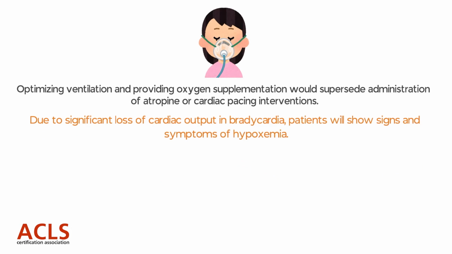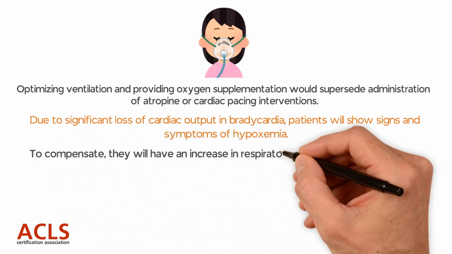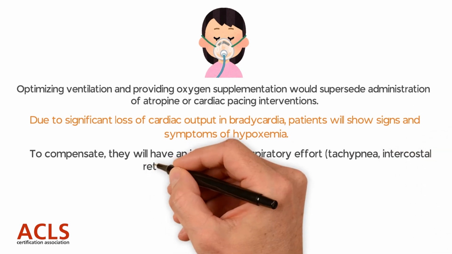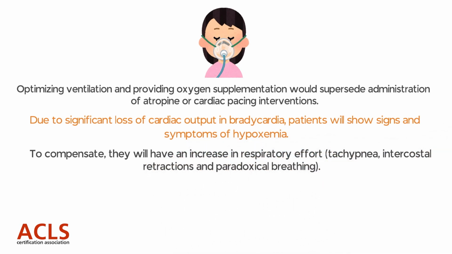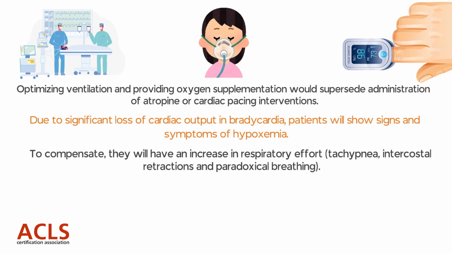Due to significant loss of cardiac output in bradycardia, patients will show signs and symptoms of hypoxemia. To compensate, they will have an increase in respiratory effort, tachypnea, intercostal retractions, and paradoxical breathing. Patients' vital signs must be monitored with attention to oxygenation and ventilation. A pulse oximeter is recommended to monitor arterial oxygen saturation.